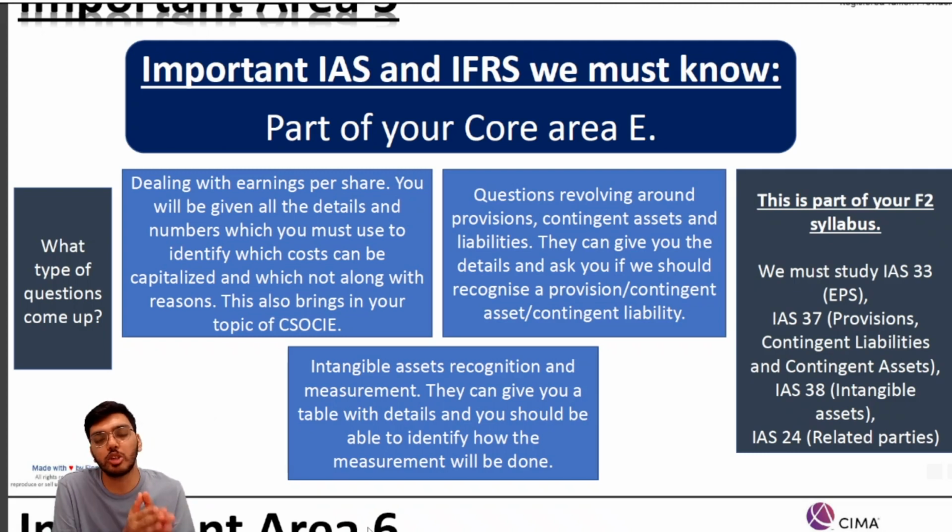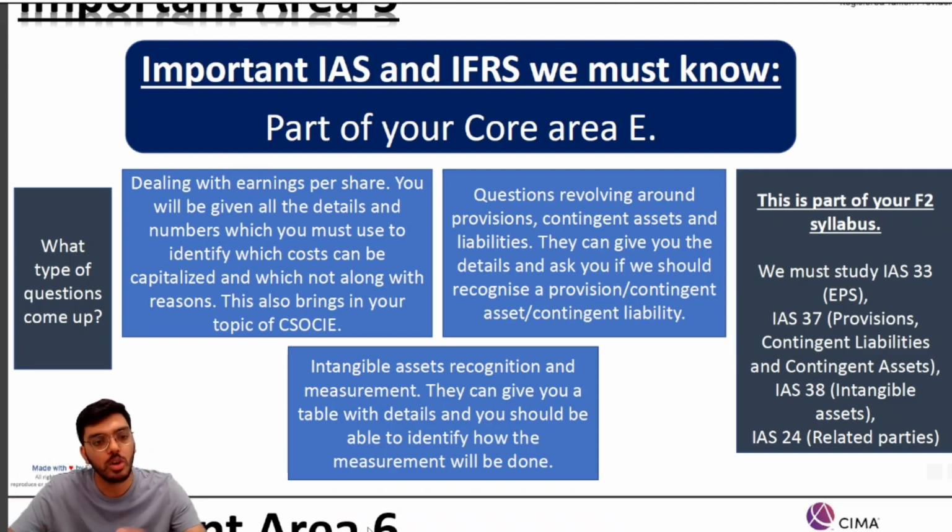This also brings in the topic of your consolidated statement of changes in equity. So simply for earnings per share, you should know your IAS 33 requirements. You must know the concept of consolidated statement of changes in equity. Secondly, there are questions revolving around provisions, contingent assets, contingent liabilities. This is your IAS 37. So they often ask you, they'll give you the details and ask you, should we recognize this as a provision or as a contingent liability?